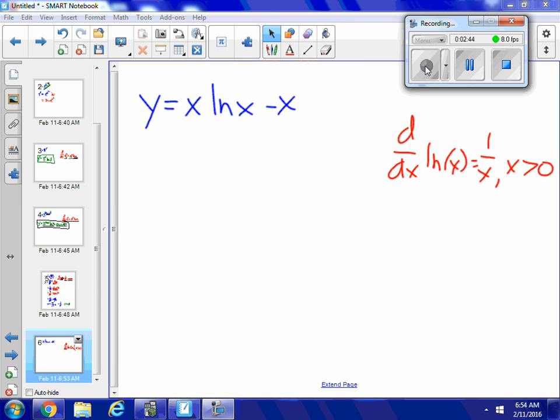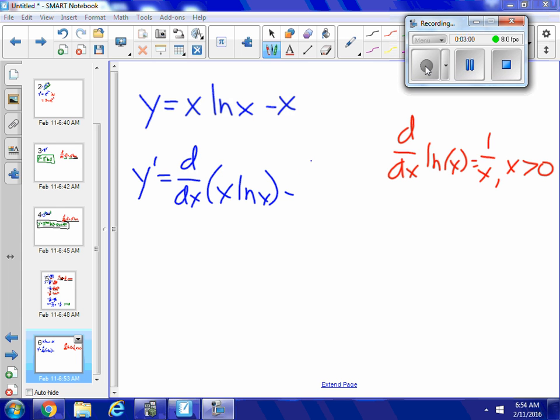Let's try one with a little bit more twist to it. So y prime is going to equal the derivative with respect to x of x ln x minus the derivative with respect to x of just plain old x.